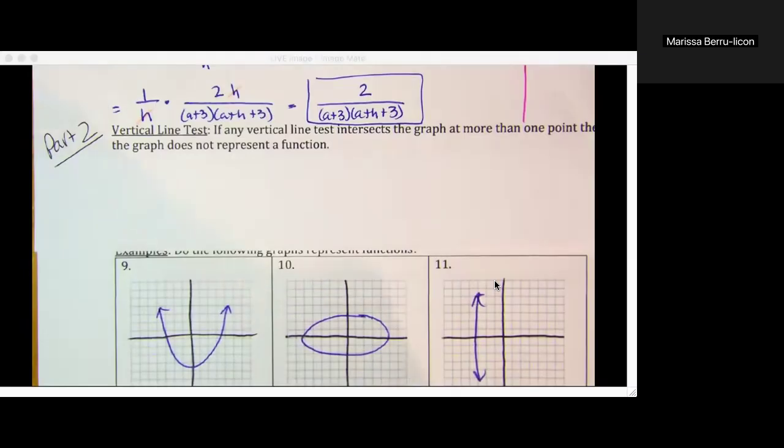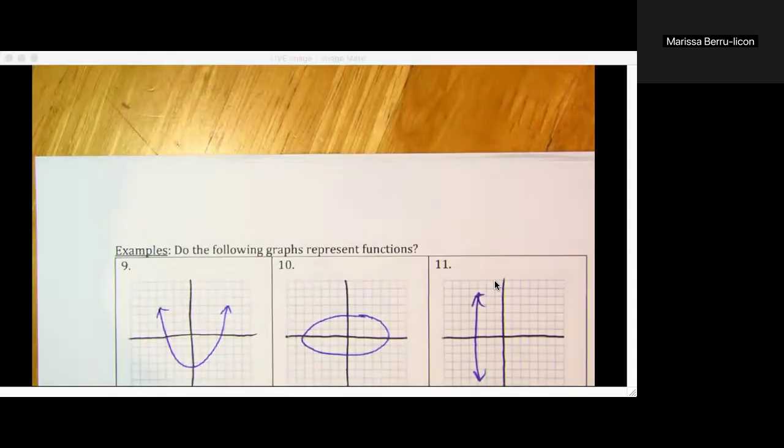Now, if every vertical line is totally okay and only touches once, but there's even one single vertical line that touches more than once, then that means it's not a function. So let's take a look at what that looks like with some graphs.